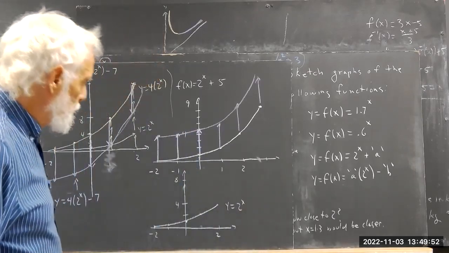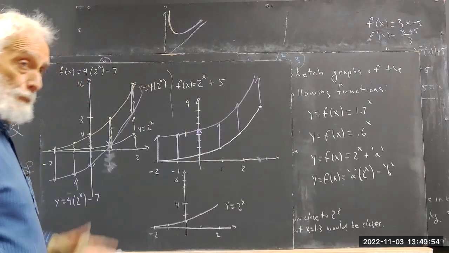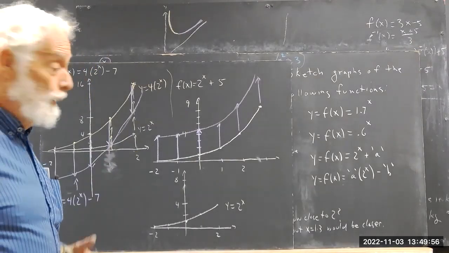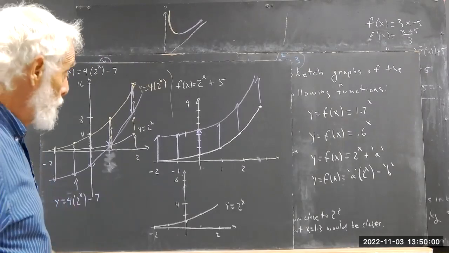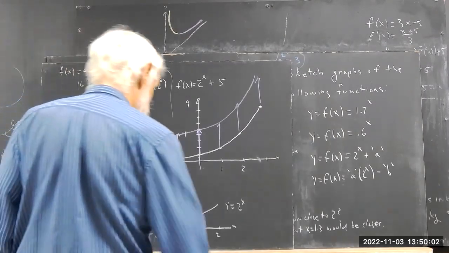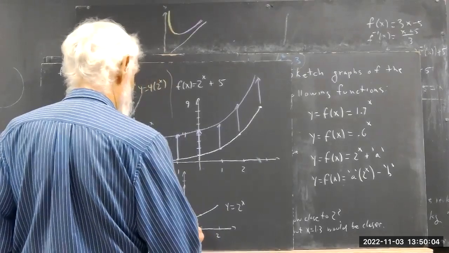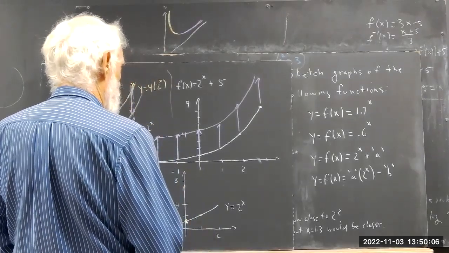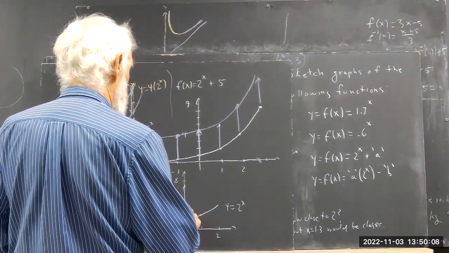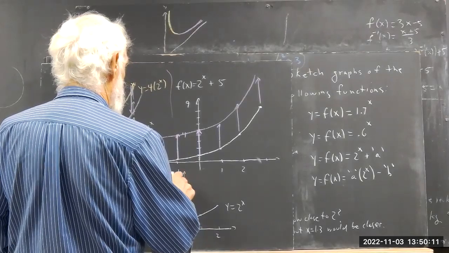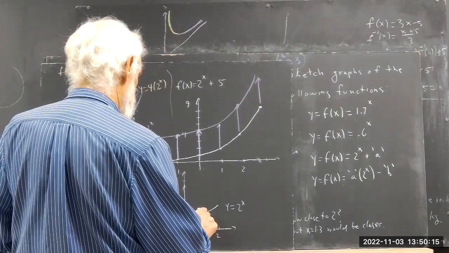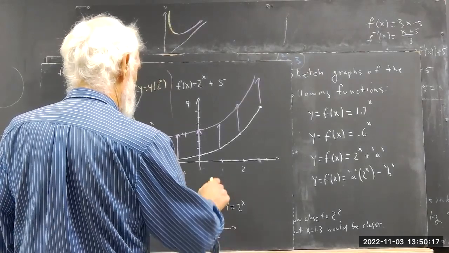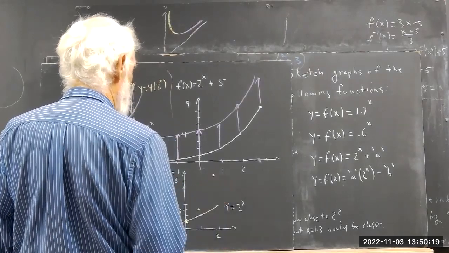A graph of y equals 2 to the x, not a great graph, but you understand how to do the graph. I want to do y equals 3 to the x. Well, 3 to the 0 is still 1. 3 to the 1 is 3. So this point's going to be a little higher. And 3 to the second is 9. That's going to be up here.